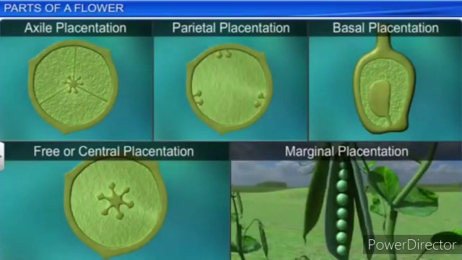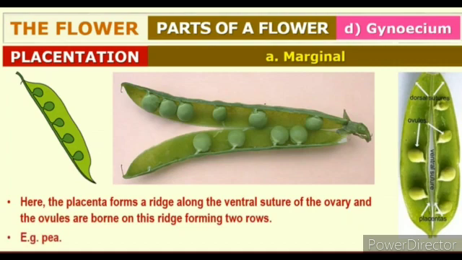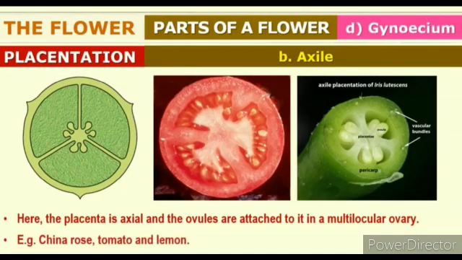Now we will discuss them one by one. In marginal placentation, the first one, the placenta forms a ridge along the ventral structure of the ovary and the ovules are borne on this ridge forming two rows. Example, peas, beans, etc.